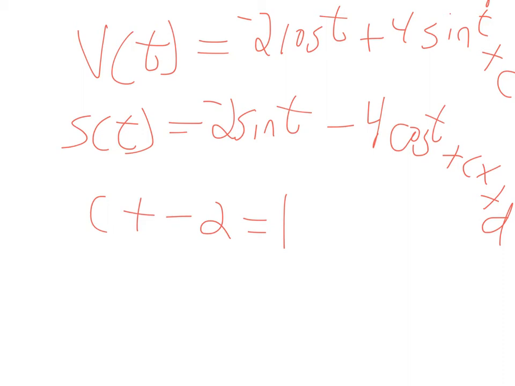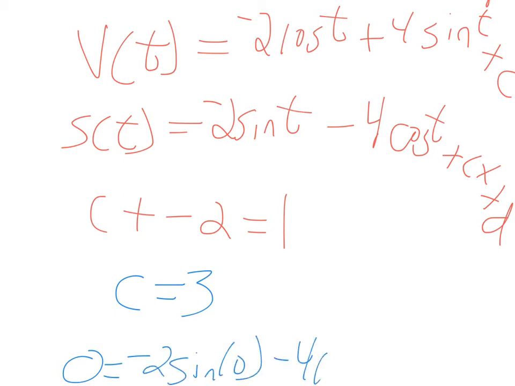Alright, let's keep going here now. Now we can find the value of c, right? So the value of c would be 3. Alright. We still need to find the value of d. So now where's d? D is in our position function. So we're going to have to use the position function. They tell us the position is 0 at time 0. So we're going to say 0 equals negative 2 sine of 0 minus 4 cosine of 0 plus, alright, we now know c. C is 3. So 3 times, what's x? X is 0 plus d.